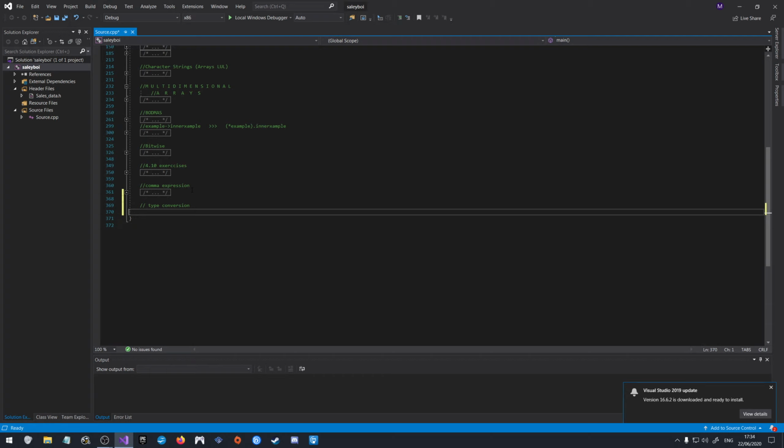But type conversions are also used when you are doing arithmetic between non-concurrent types.